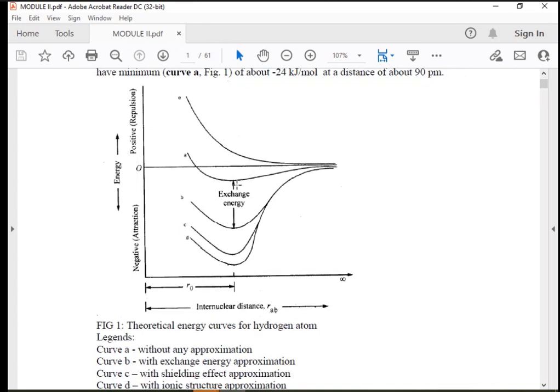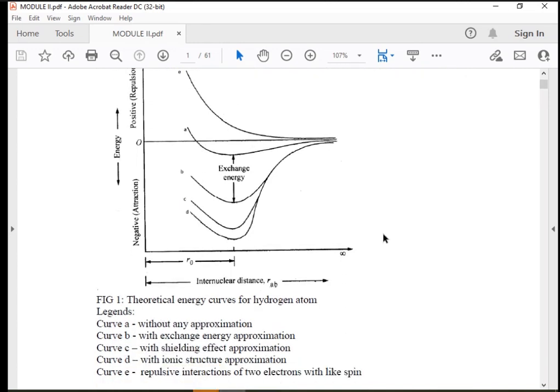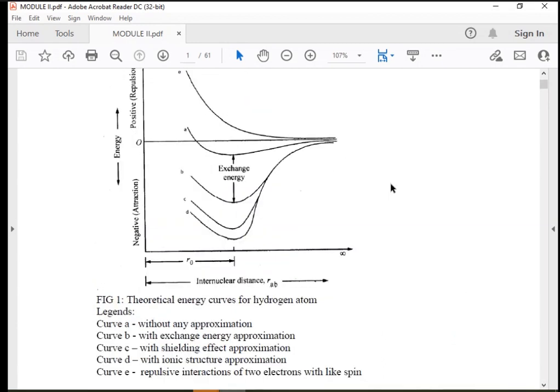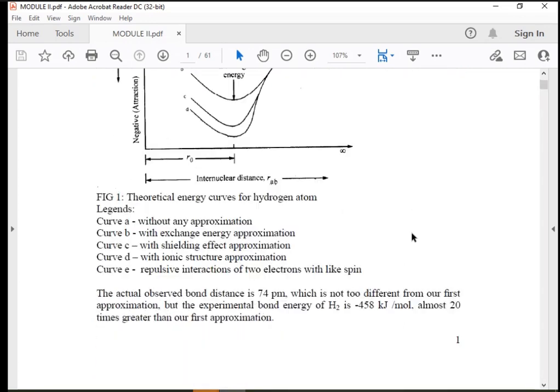If we consider the next approximation, B, with the exchange energy approximation, then what will happen? You see, this minimum value actually decreases. The energy value decreases. The negative value is decreasing, which is not too different from our first approximation. Here this was 90 and here this is 74.